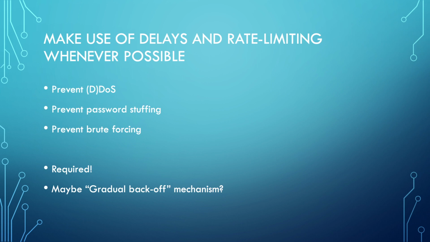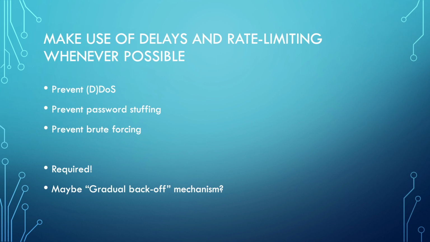Now, make use of delays and rate limiting whenever possible. You really want to prevent denial of service attacks, whether they be from one computer or distributed. You really don't want your application to go down because an attacker decides to unleash a storm of requests into your application. This also prevents password stuffing and brute forcing of passwords. And this is required, in my opinion.